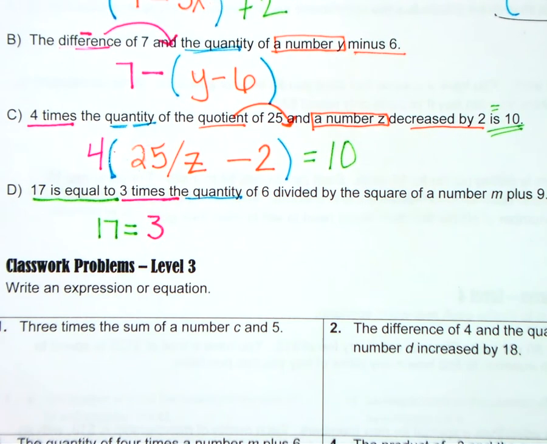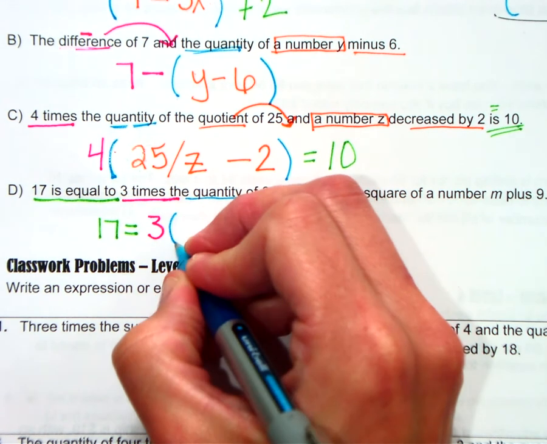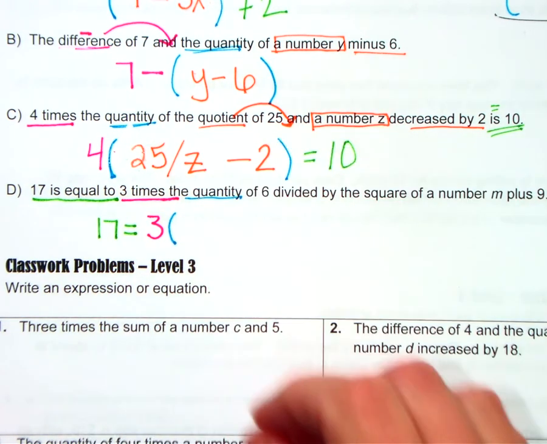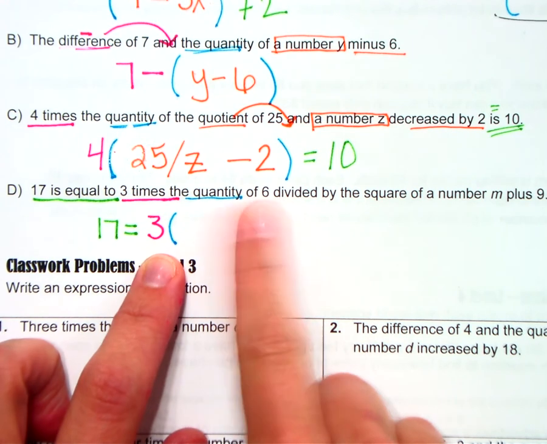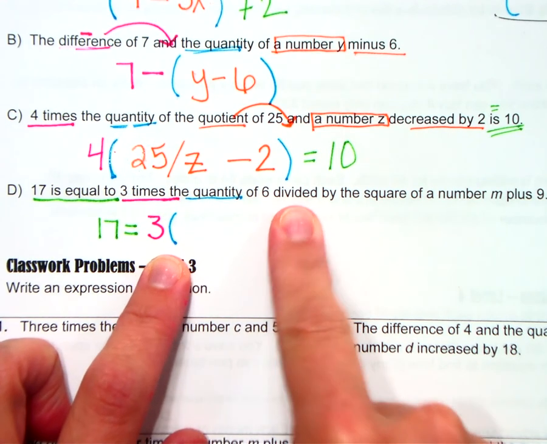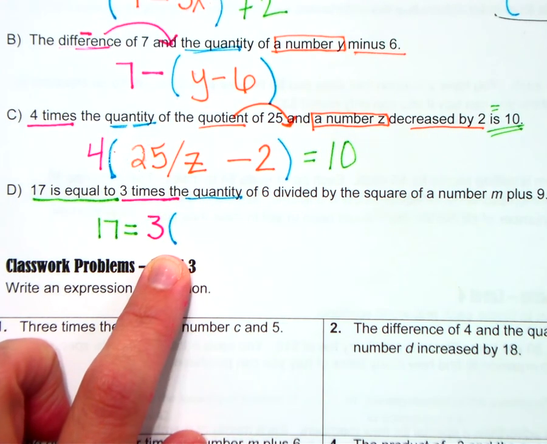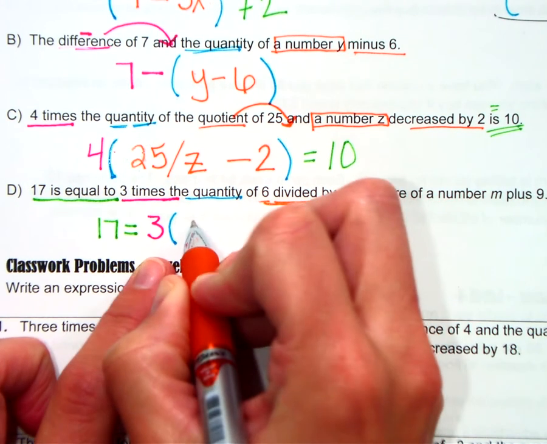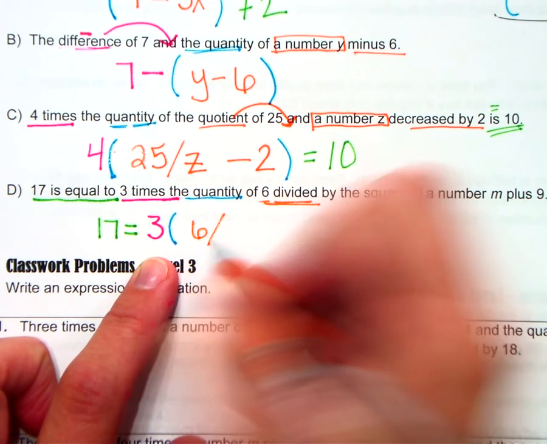3, no dot required, parenthesis. Okay, if you have just that, you're good. If you read on, you got to write this down piece by piece by piece. Okay, inside that parentheses, I need to write down 6 divided by. So 6 divided by.